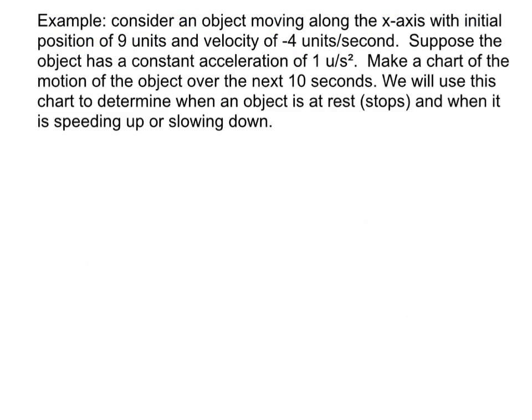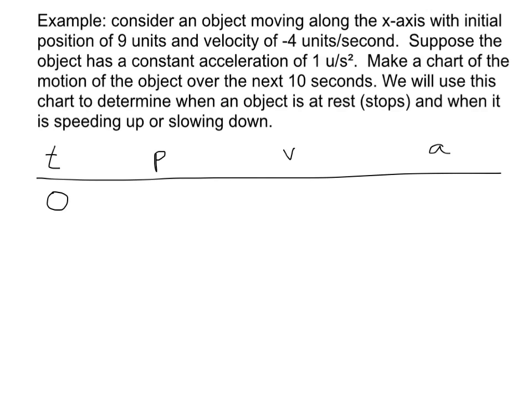If you're worried about that unit, don't worry about it. We'll talk about it later. I want to make a chart of the motion of the object over the next 10 seconds. We're going to use this chart to determine when the object is at rest, so when it stops, and when the object is speeding up or slowing down. To make this chart, I'm going to need multiple headings: time, position, velocity, and acceleration. So we know that at time 0, the position of the object is 9 units, the velocity is -4, and my acceleration is 1.